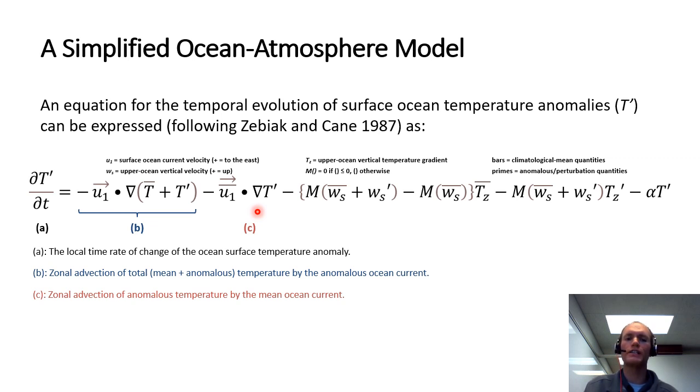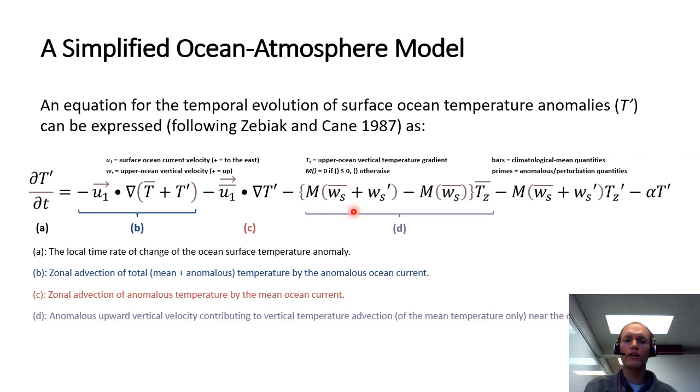If we go to the second right-hand side term here, this also is an advection term, but it's a little bit different in that the ocean current is now the mean ocean current, or the average one, given by this overbar here. And the temperature is now only the anomalous temperature, given by T prime here. So this is the zonal advection, so east to west direction, of the anomalous temperature by the mean ocean current.